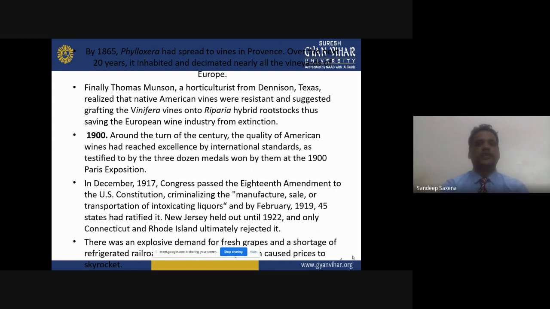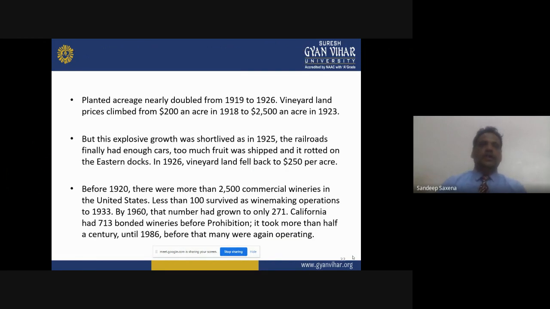In December 1917, Congress passed the 18th Amendment to the U.S. Constitution, which criminalized the manufacturing, sale or transportation of intoxicating liquors. By February 1919, 45 states had ratified it. New Jersey held out until 1922, and only Connecticut and Rhode Island ultimately rejected it.